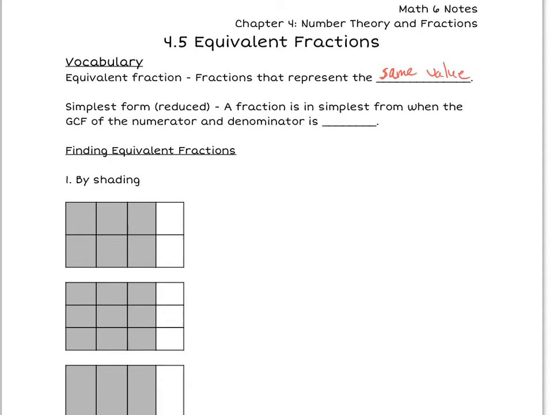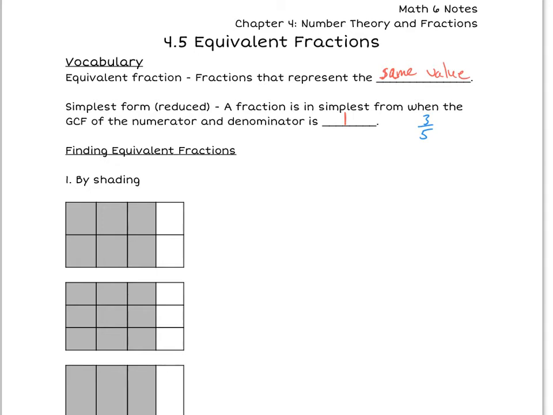A fraction is in simplest form when the greatest common factor of the numerator and the denominator is 1. So that means the only thing that fits into both the top and bottom is 1 when you have simplest form. So for example, for a simplest form, we could do 3/5. The only thing that fits into 3 and 5 is the number 1. So that would be simplest form.